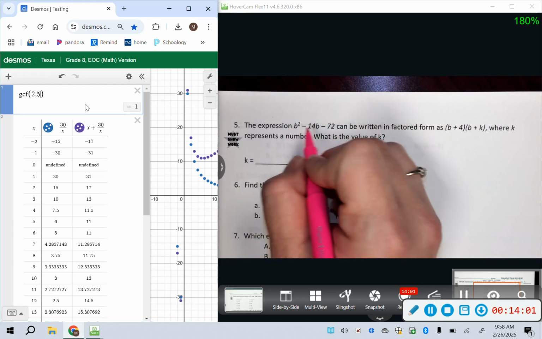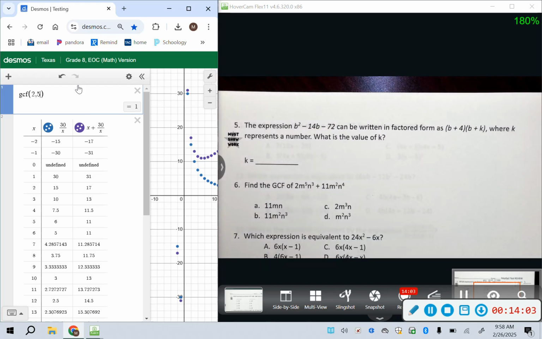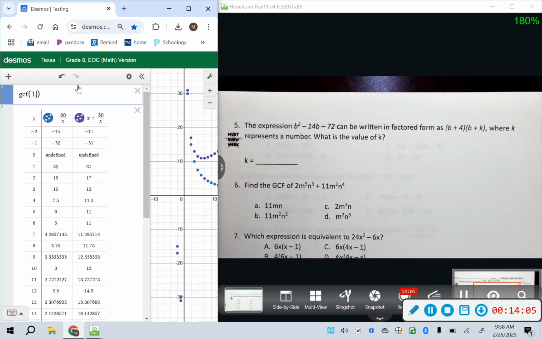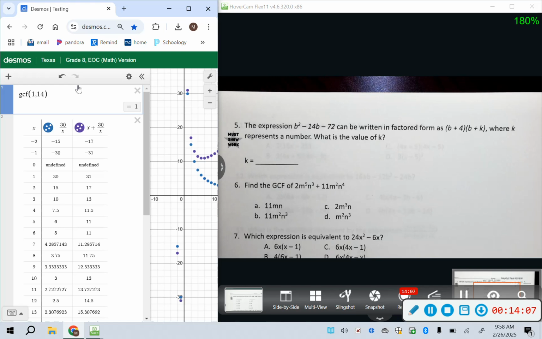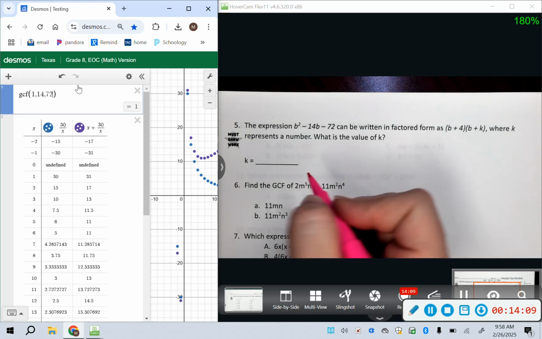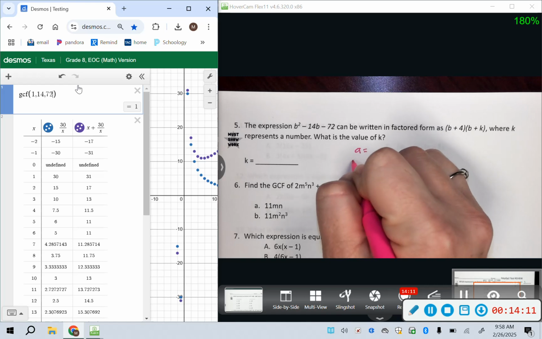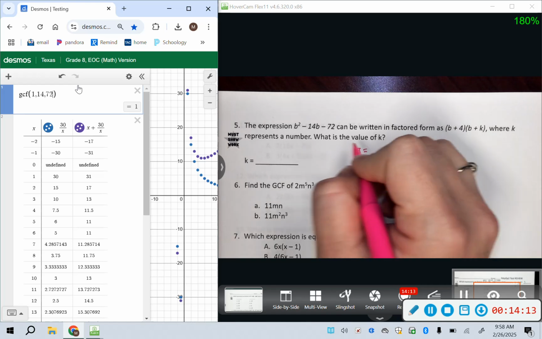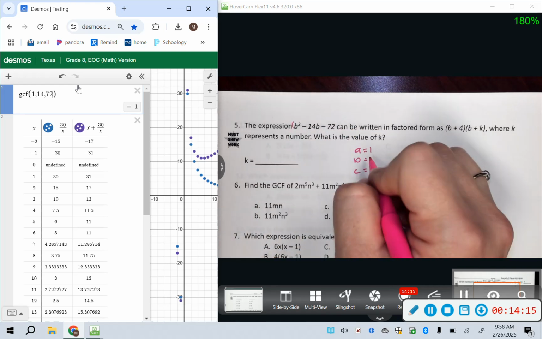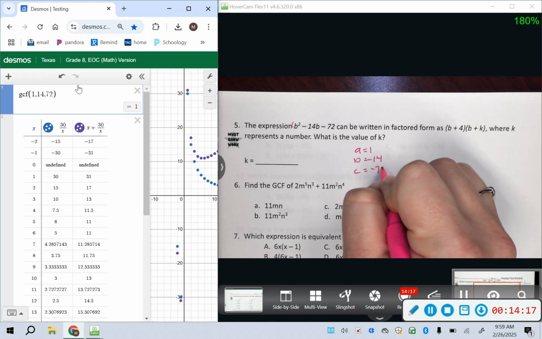So a is 1, b is 14, c is 72. So if we type that in, 1, 14, 72, its GCF is 1, so we're good to go. So find a, b, c. So a is 1, b is negative 14, c is negative 72.